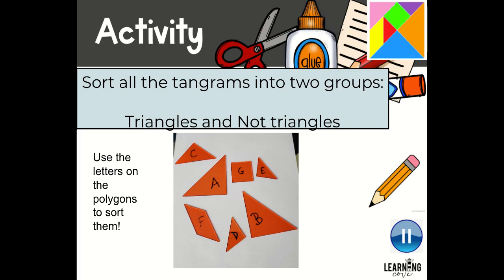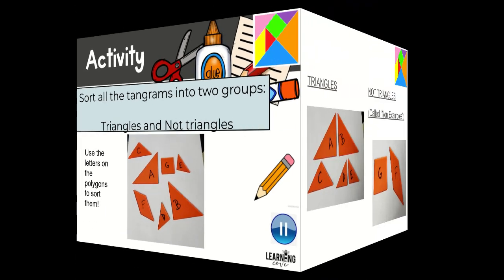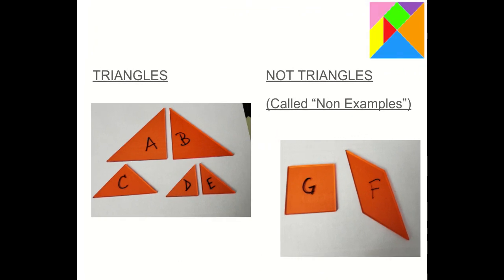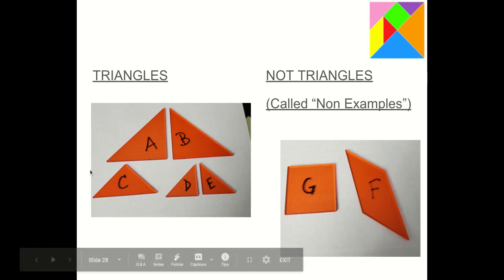Which group has more polygons? What about your triangles and non-triangles? Do we have a match? Your triangles are A, B, C, D, and E. Your not triangles, which we call non-examples, are G and F. G is a square, and F is a parallelogram.